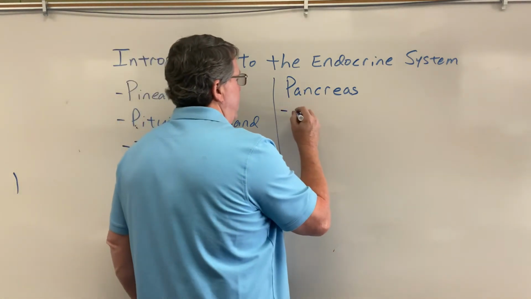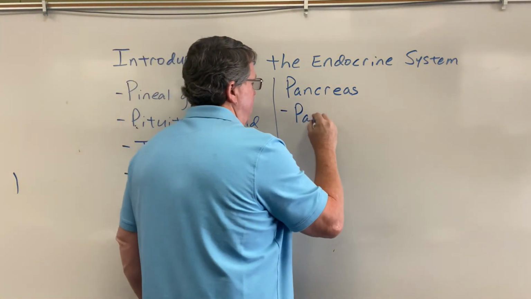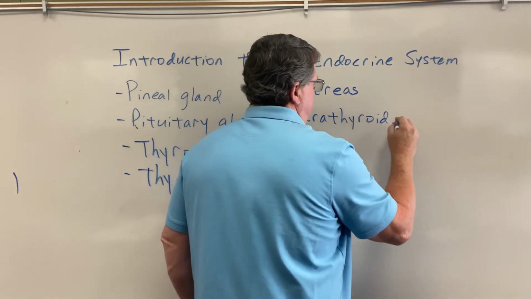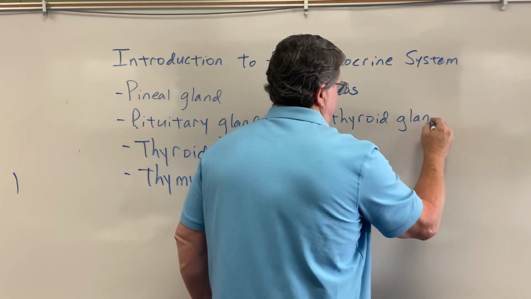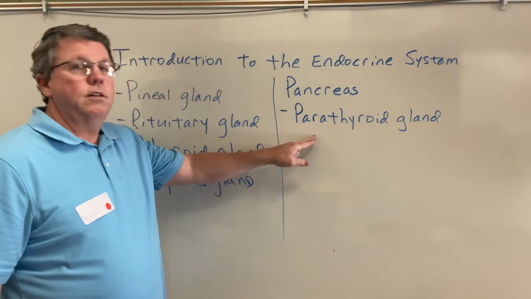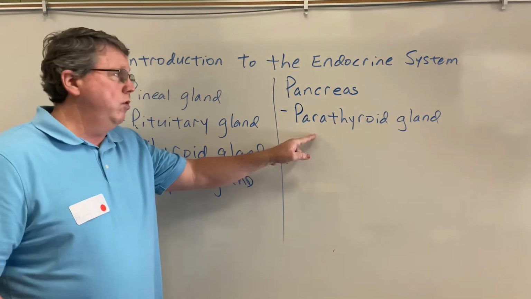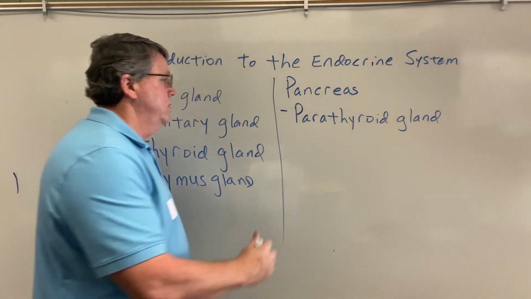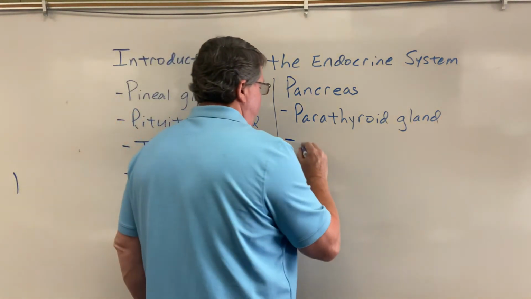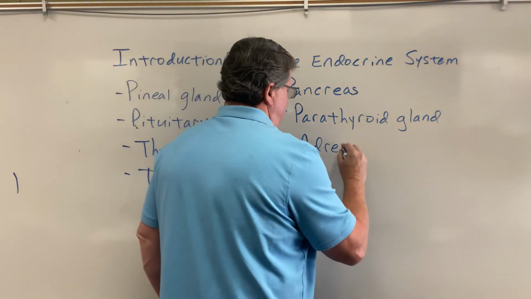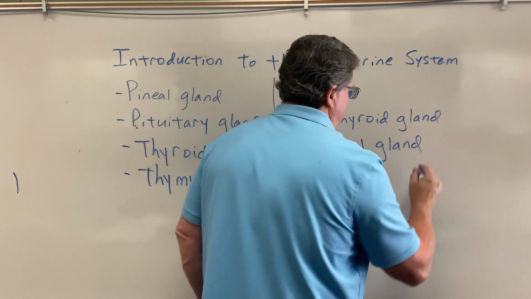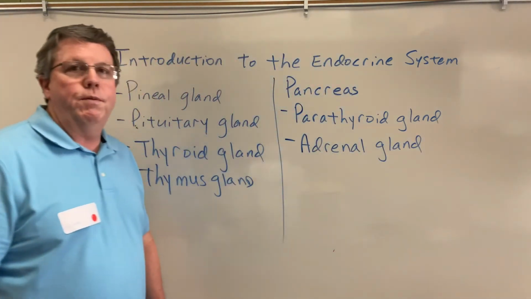We have the parathyroid gland. So the parathyroid gland, what it does is it basically regulates calcium going into bones. Okay, and then after that you have the adrenal gland. The adrenal gland is responsible for the fight or flight response. Okay, and these are located right above the kidneys.